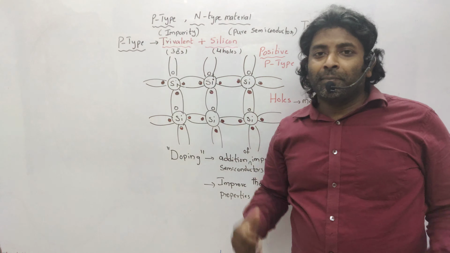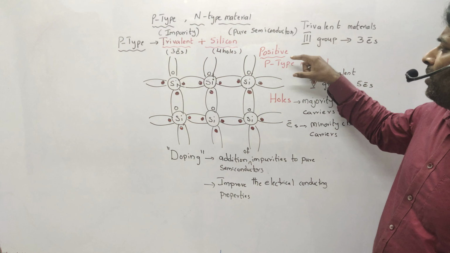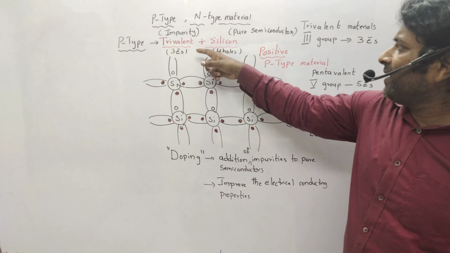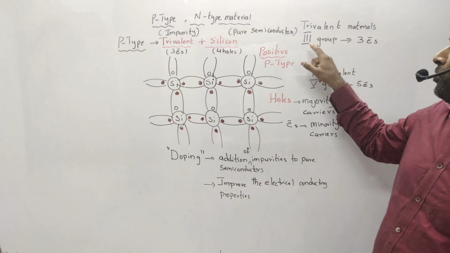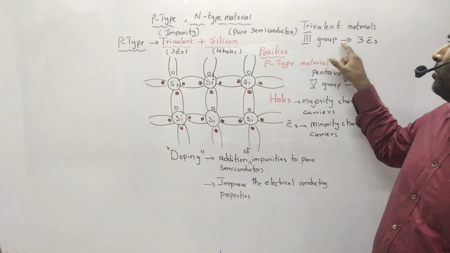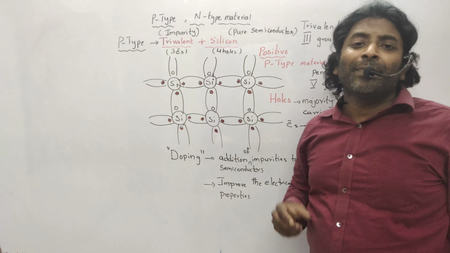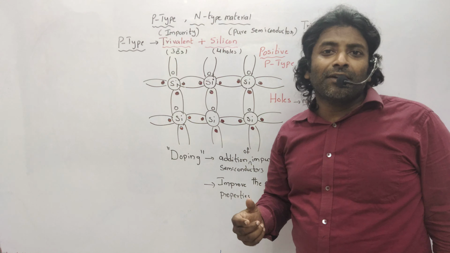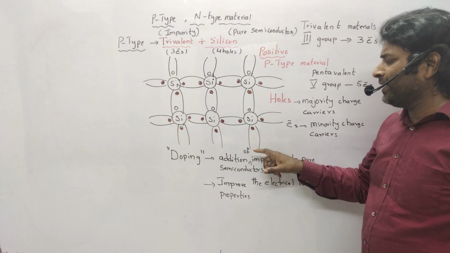Now, p-type materials mean which group? Third group. What is the meaning of p-type? Trivalent materials belong to which group? Third group. Why do they belong to the third group? They have 3 valence electrons. That's why these are called trivalent materials. Next, pentavalent materials. We will understand the pentavalent material story later.